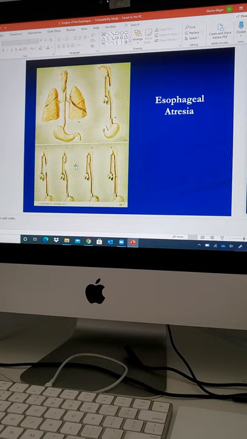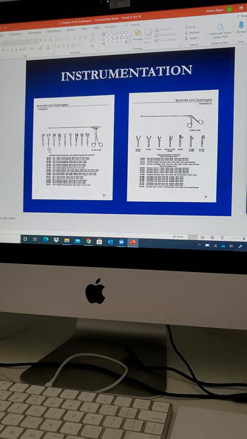All right, so instrumentation is very important, and I mentioned that. If anybody has any question, you can stop me, okay? Jump right in.